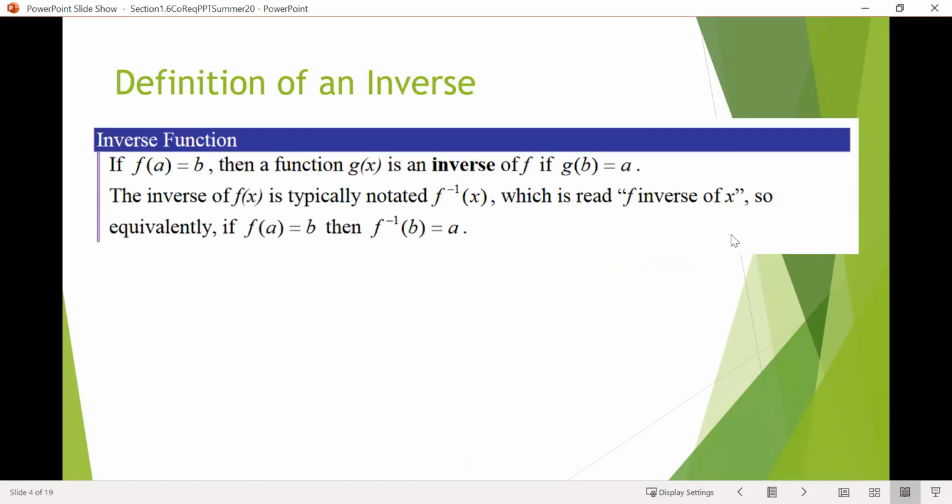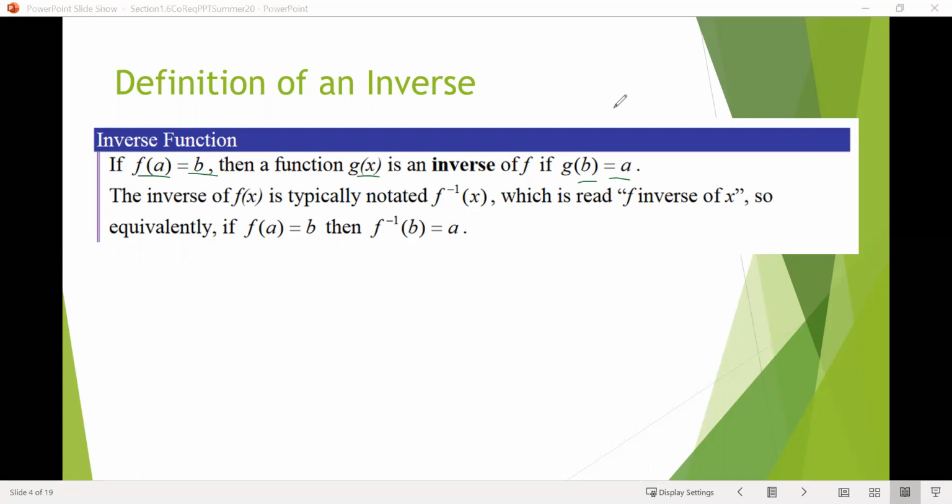Section 1.6. So we're going to start talking about what are called inverse functions. Okay, and here's how this works. Let's suppose we have a function f where we have some input a that gives us an output of b. Then we call a function g the inverse of f if g of b equals a. And so notice what we've done from the function f to the function g there, and in particular, what have we done with the inputs and the outputs?